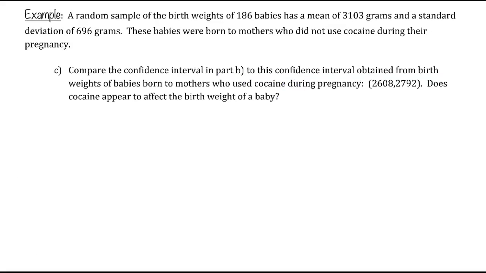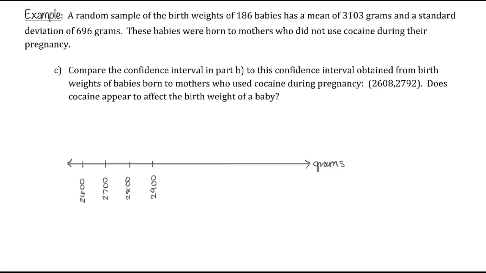Now let's compare the results that we just found to this confidence interval that's obtained from birth weights of babies born to mothers that did use cocaine during their pregnancy. The interval is 2,608 to 2,792. The question is, does cocaine appear to affect the birth weight of a baby? Let's draw a number line to help us compare these two intervals. The interval that we calculated in Part B was 3002 to 3204, and we can approximate that on our number line by marking from about 3000 to 3200.